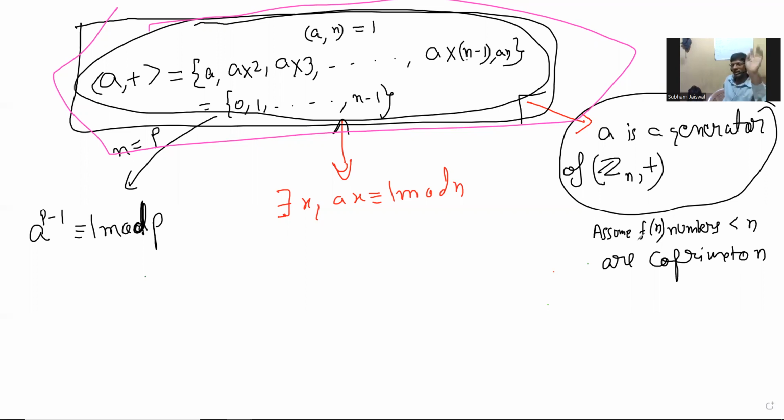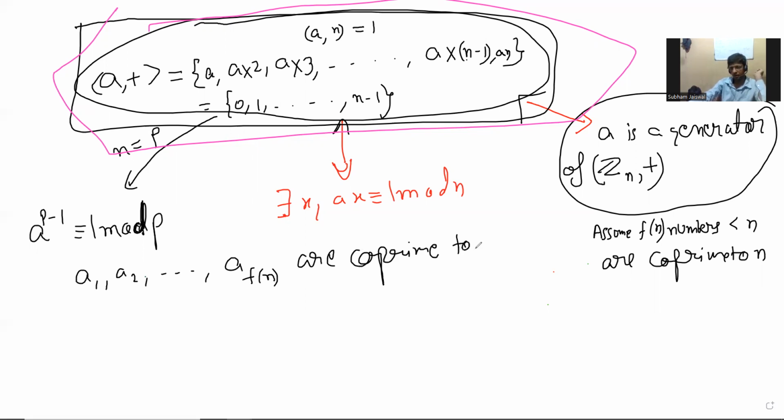So let's say that these are the many numbers. What we are saying is that we have a1, a2, up to a f of n. These many numbers are co-prime to n, and they are less than n. Let me not say less than n anymore. Just co-prime.